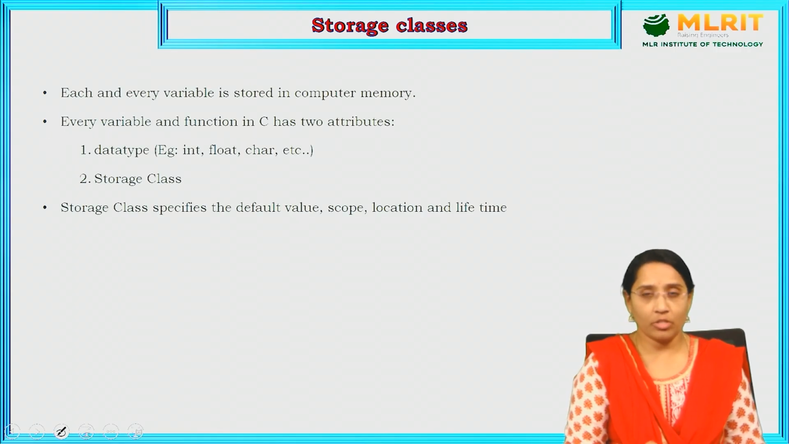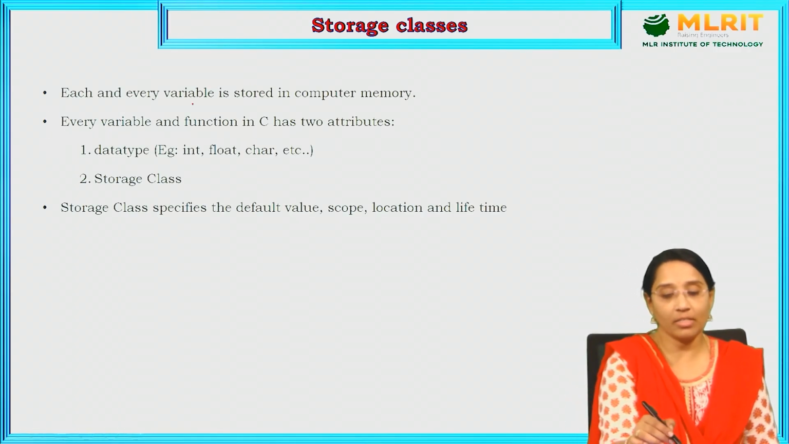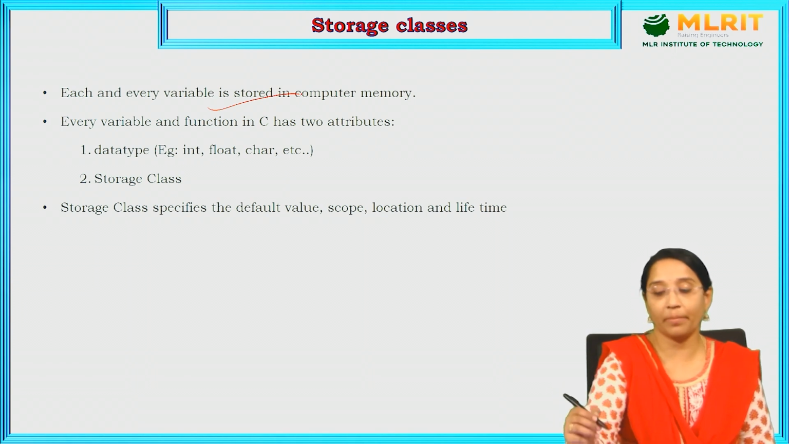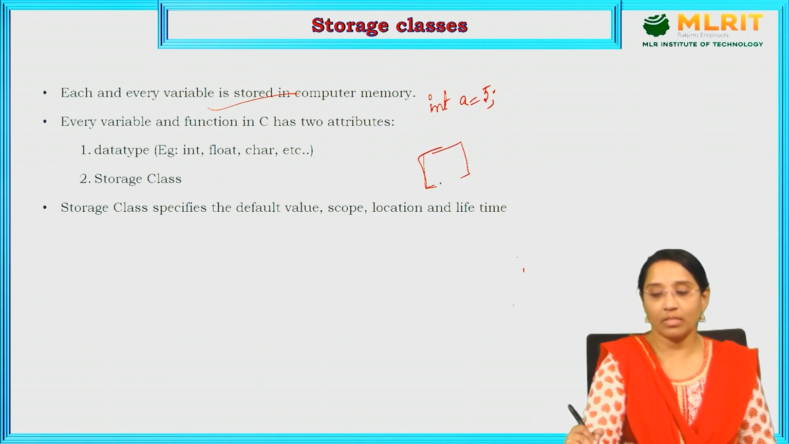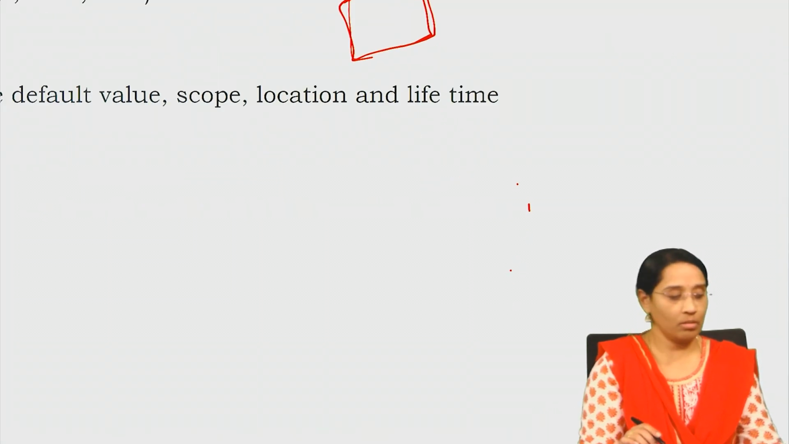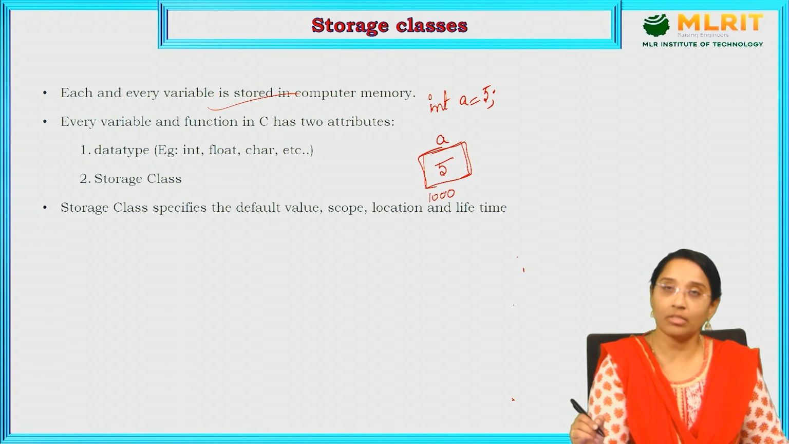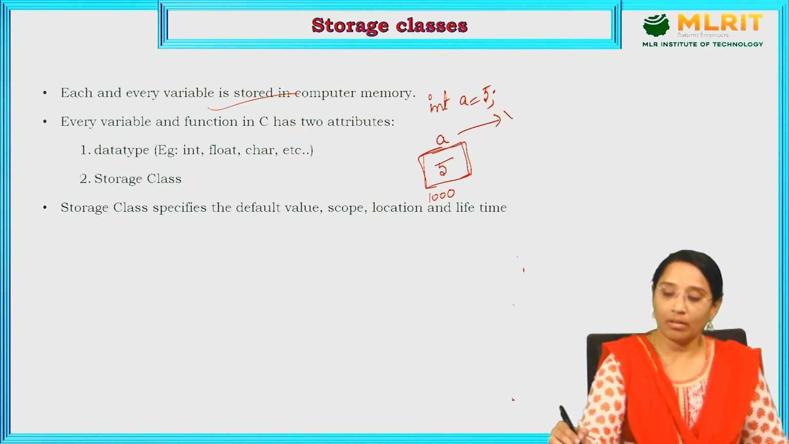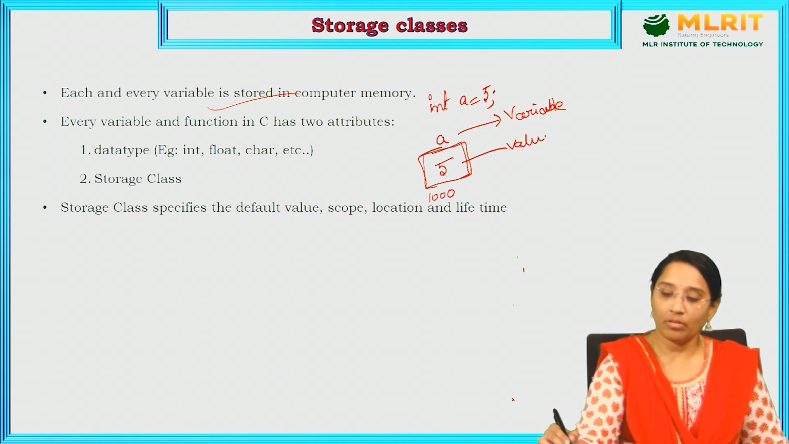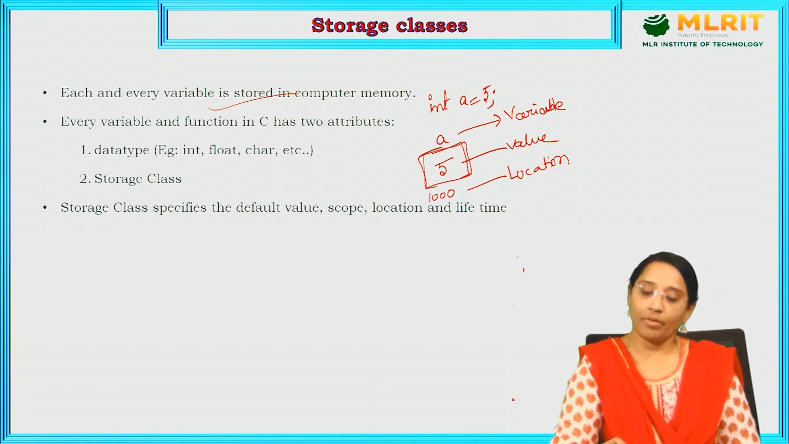So, what is a storage class? Why do we need storage classes in C? Each and every variable is stored in the computer memory. Suppose I declare a variable like this, int a = 5. This is the memory representation. A is a variable that is allocated the value 5 and which is at the memory location 1000. A is the variable, 5 is the value and 1000 is the location of that variable.